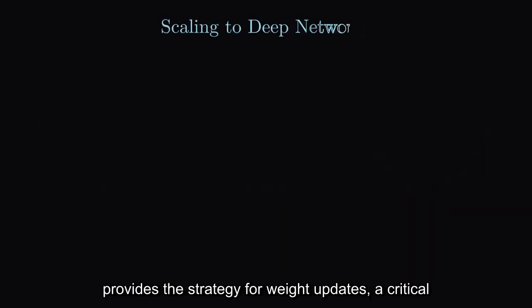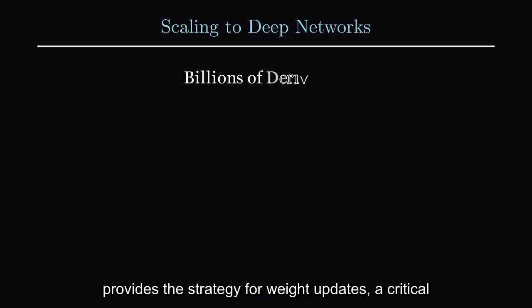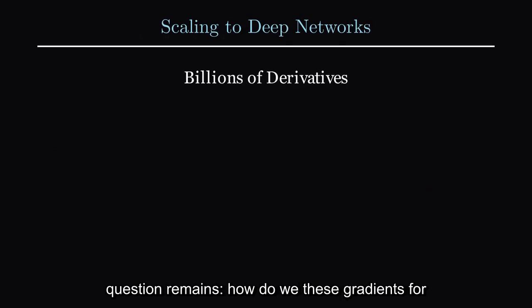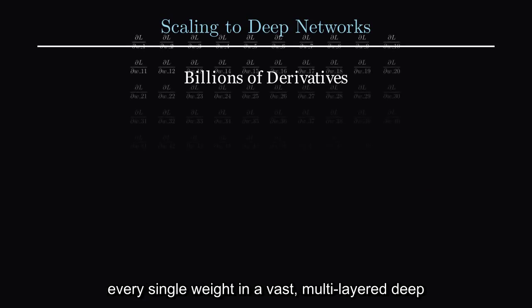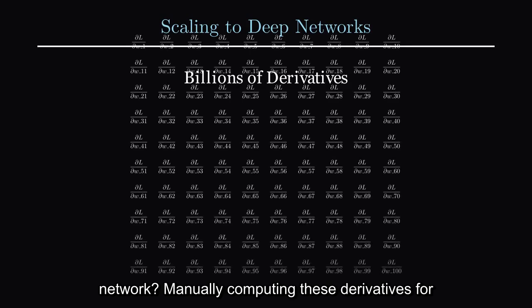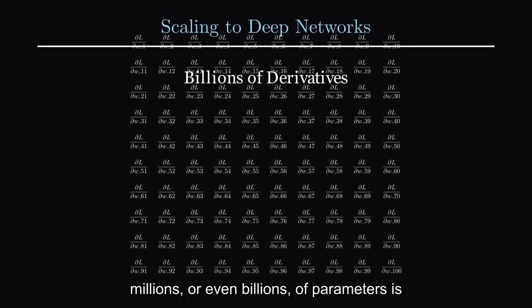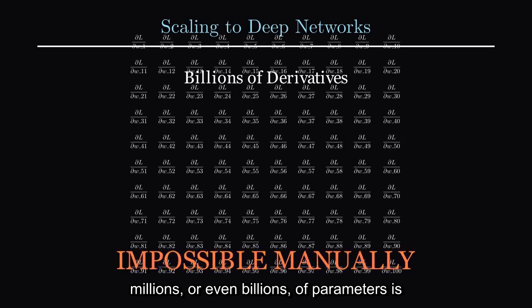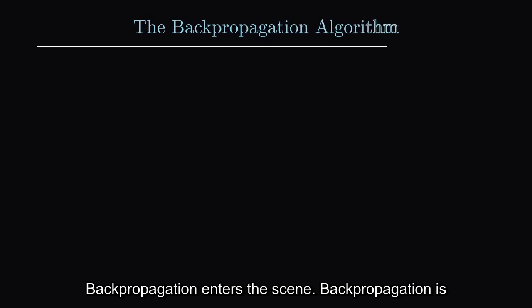While gradient descent provides the strategy for weight updates, a critical question remains: how do we compute these gradients for every single weight in a vast, multi-layered deep network? Manually computing these derivatives for millions, or even billions, of parameters is practically impossible. This is where backpropagation enters the scene.